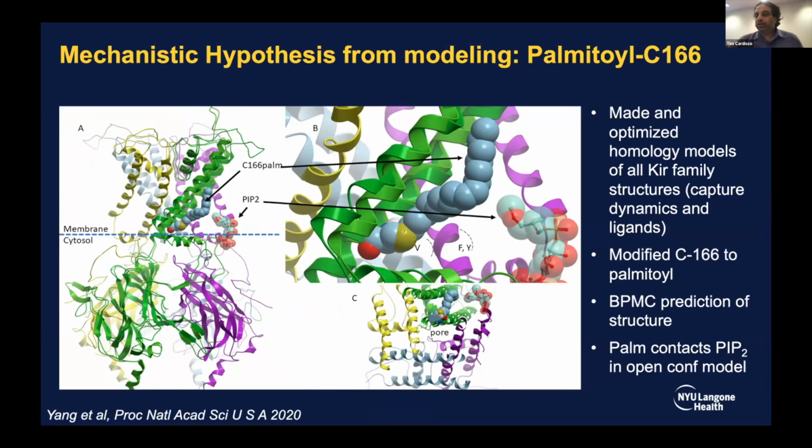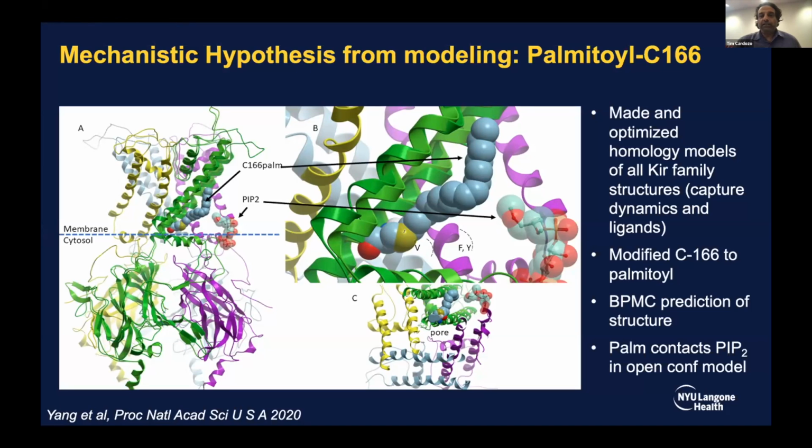So we made and optimized homology models of all the KIR family structures. And the reason we do that, we published this in several papers as a minor footnote of how to screen in VLS for dynamics, is that we believe the structures of homologs can sometimes capture a conformation that isn't evident in the structures of the target itself. So we made models of all of the family members and took the conformations of all the structures of KIR 6.2. In silico, we modified the C166 to the palmitoyl, which is relatively easy to do in ICM with the modify command and the libraries that are there. Then we did Monte Carlo plus local minimization of the structure to get a sense of the dynamics of the palmitoyl in all these different structures.